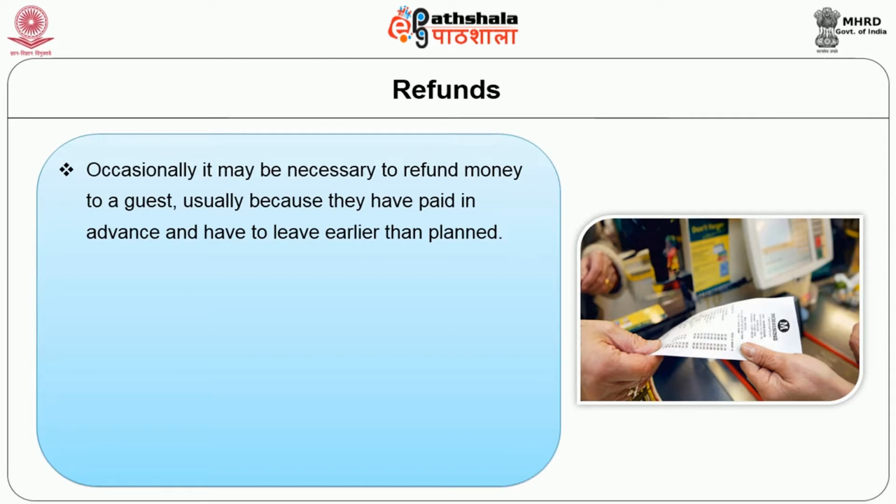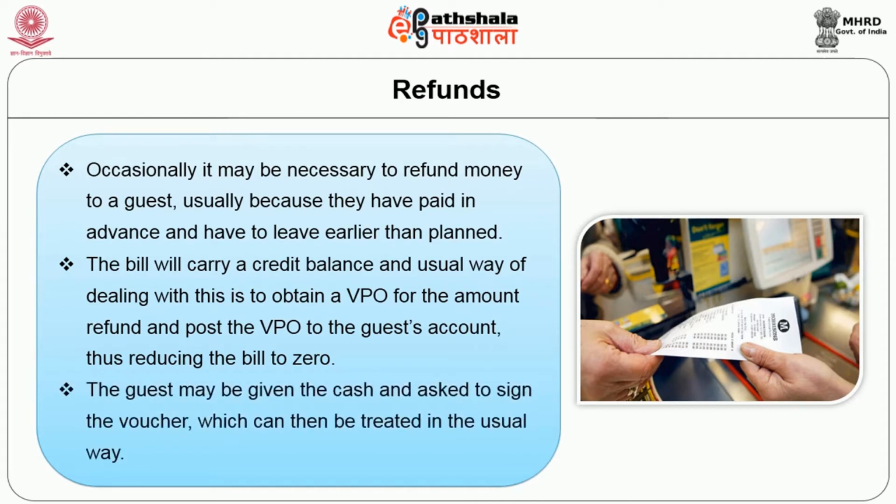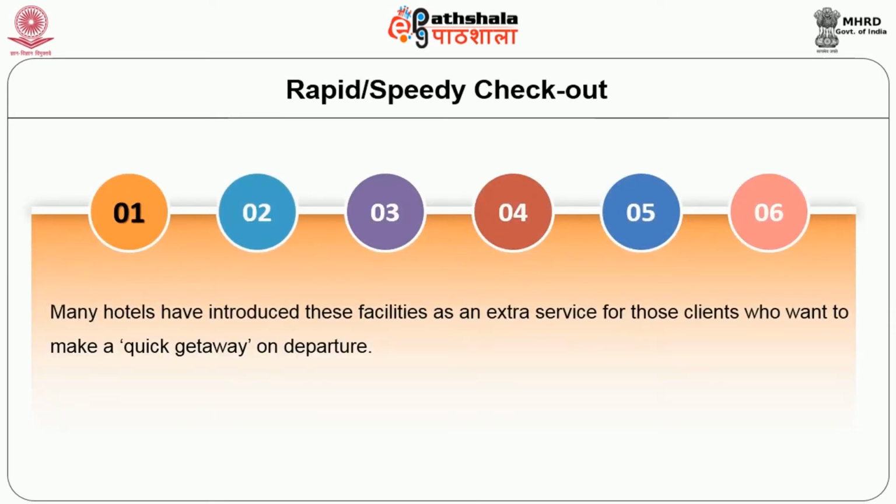There are chances of refunds sometimes. Occasionally, it may be necessary to refund money to the guest, usually because they have paid very much in advance and have to leave earlier than they planned. The bill will carry a credit balance, and the usual way of dealing with this is to obtain a VPO, which is visitors paid out, for the amount of refund and post the VPO to the guest account, thus reducing the bill to zero. The guest may be given the cash and asked to sign the voucher, which can then be treated in the usual way.